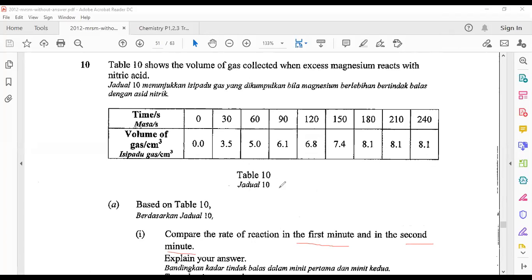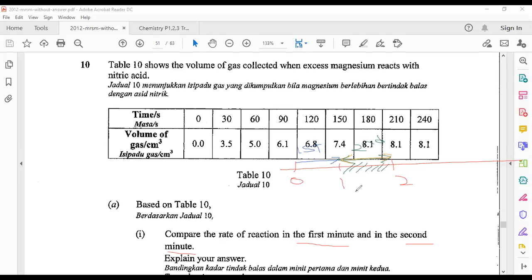First minute means, let's say I am drawing a number line from 0 to 1, from 1 to 2. The first minute means it is from 0 to 1. This is the first. From 1 to 2, this part here that I put in green, this is the second minute. This part, the second minute.